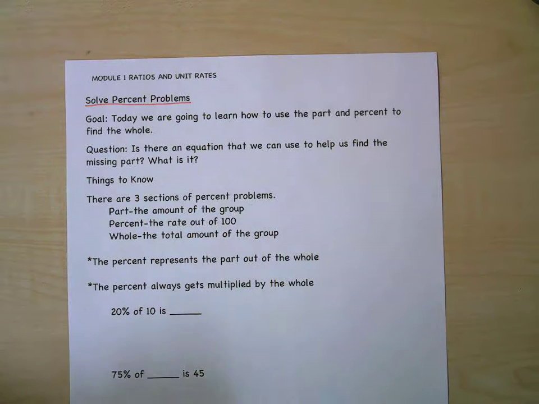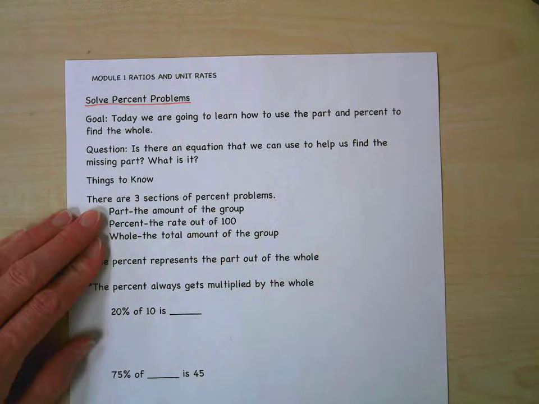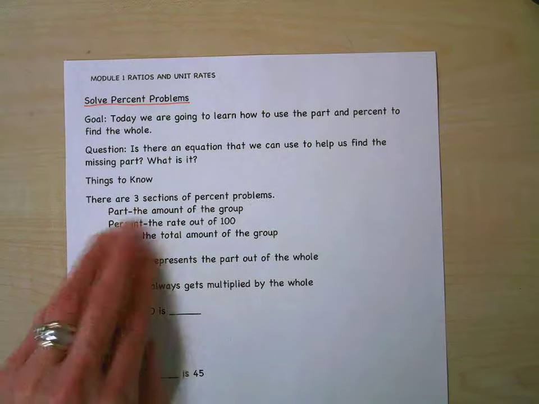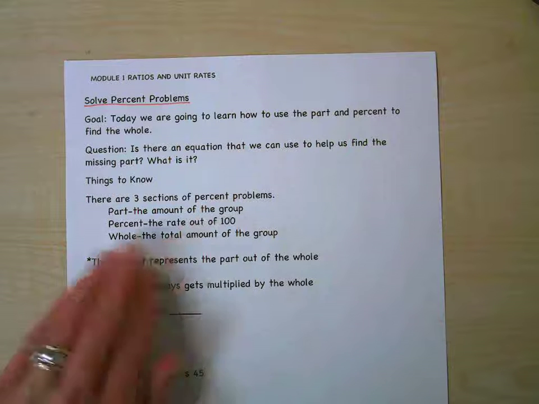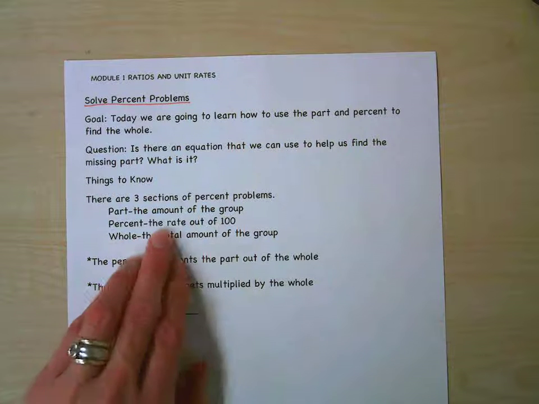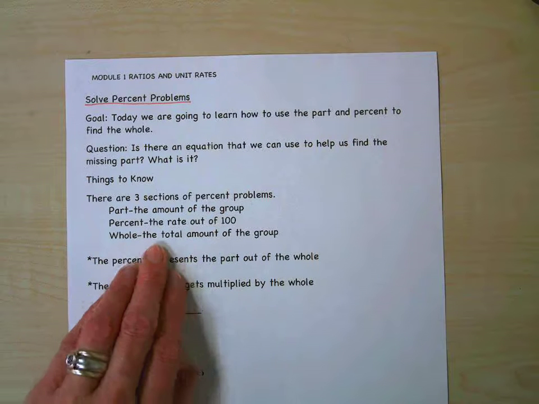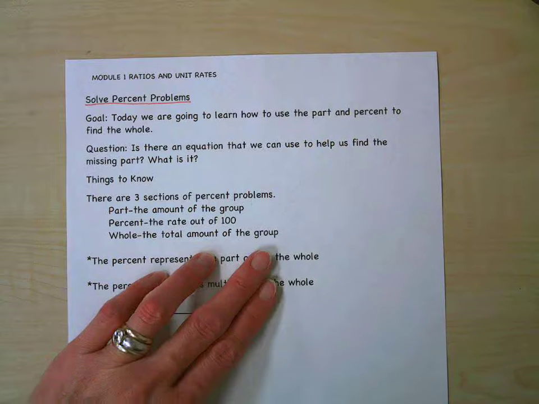There are some things that you need to know in order to be successful with learning how to use the part and the percent to find the whole. There are three sections of percent problems. There is a part, which tells you the amount of the group. There is a percent, which gives you the rate out of 100. And there is a whole, and the whole tells you the total amount of the group.